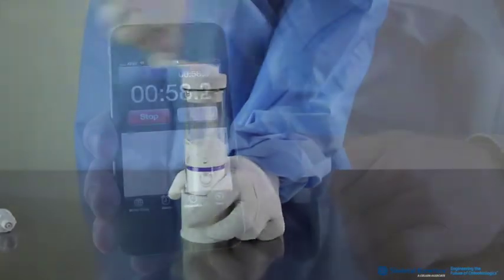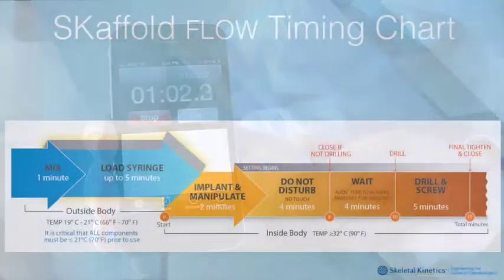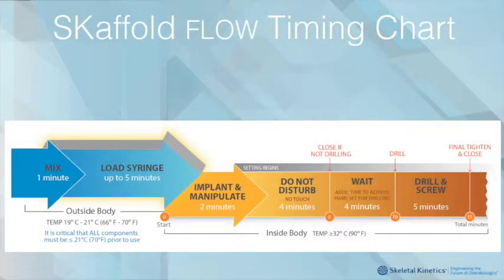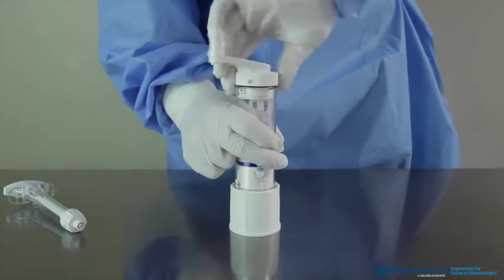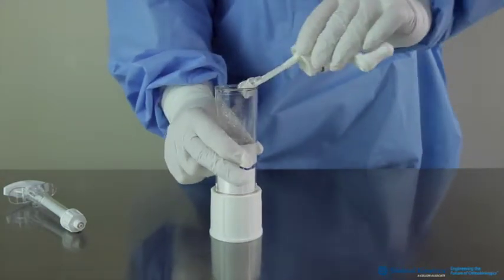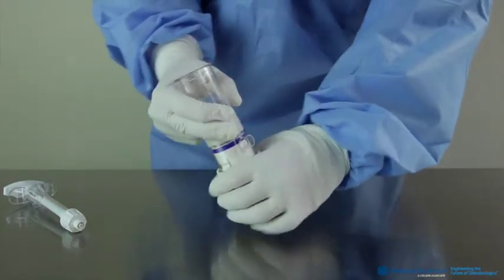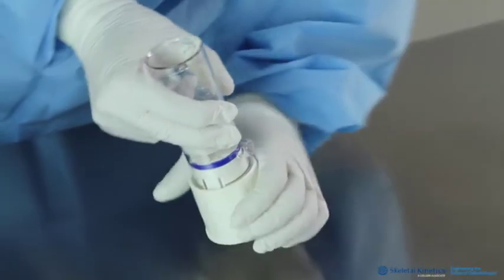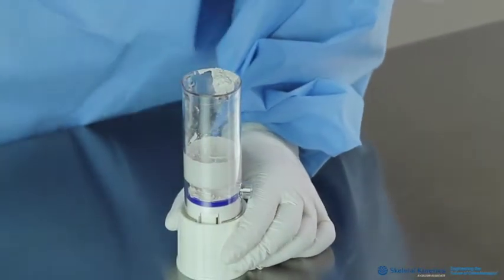At this point, the product is thoroughly mixed. Now you will have up to 5 minutes to load the syringe and get ready for implantation. Now that mixing is complete, unscrew the top of the mixer and scrape the SKaffold Flow from the mixing paddle back into the mixer. Rotate the base of the mixer all the way down in a clockwise fashion. The port is now half exposed, as you see here.